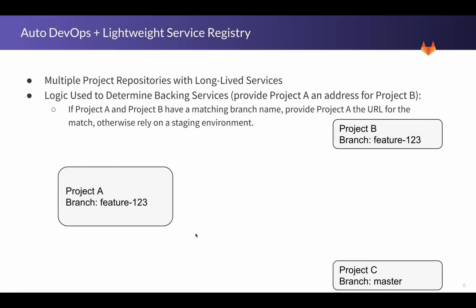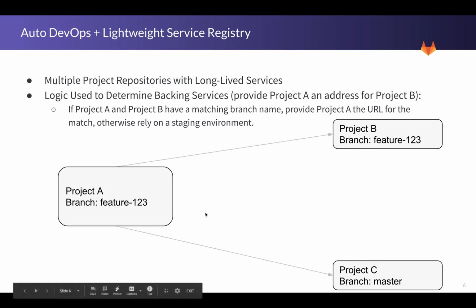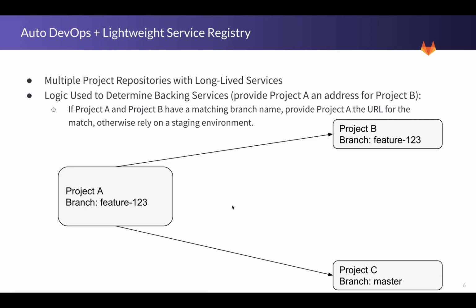The idea behind this lightweight service registry is, let's take for example, you have multiple project repositories, and some of those project repositories have long-lived services. So we have project A, project B, and project C. There's dependencies between these projects. Project A relies on Project B and Project C. Project C is a fairly long-lived project. It doesn't see a whole lot of changes, so it doesn't make sense to continuously be developing. But Project A and Project B have some interdependencies between those two.